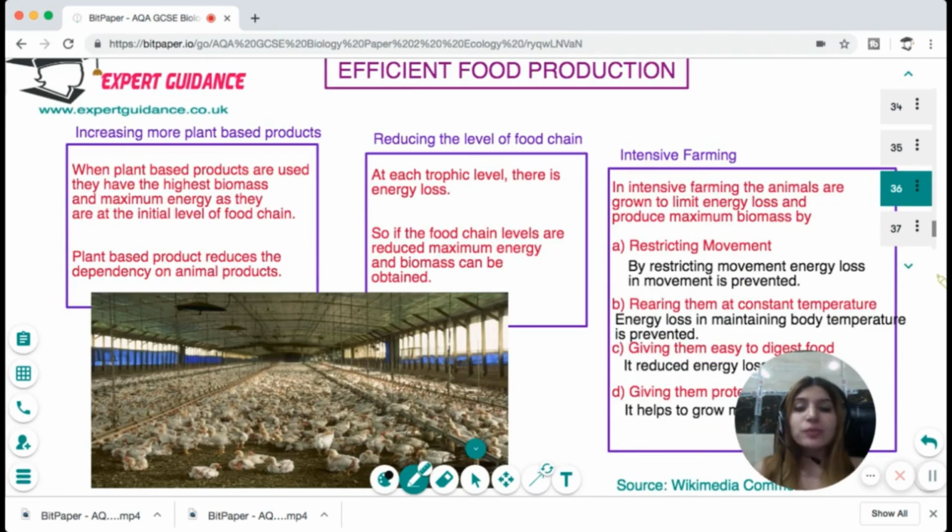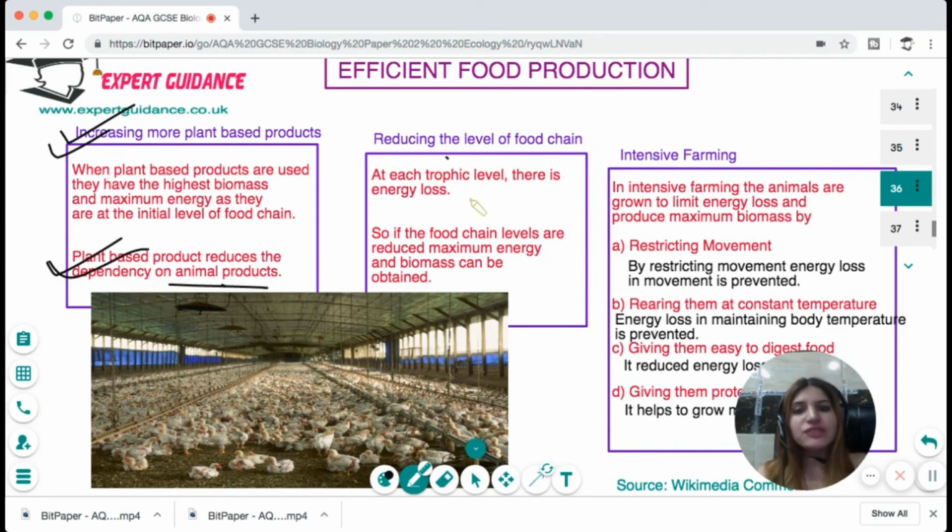So, to maintain food security, we should do efficient food production. And how can we do that? First, we can increase plant-based products, because plants are lower in the food chain, so they have the highest biomass and highest energy. So when we use plant-based products, they reduce the dependency on animal products and give more energy.